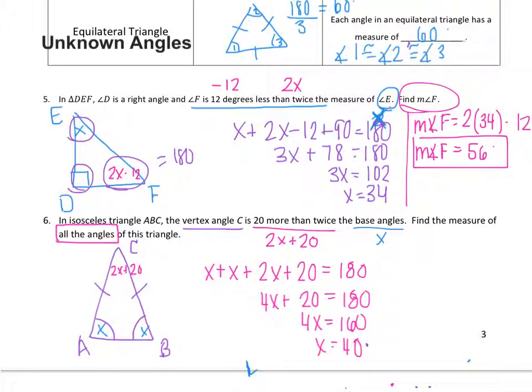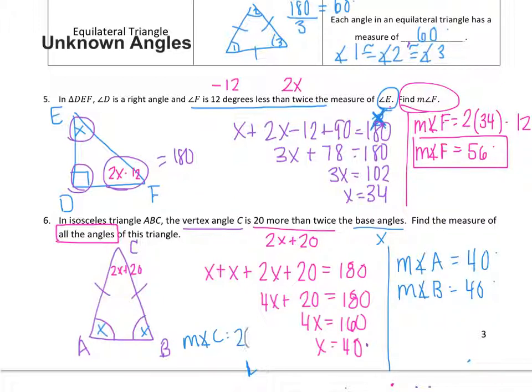Okay, so I found x is 40. Now my last task is to plug it back in. Because I know that both the base angles A and B are the same, they're both x, I can immediately write that down. So both A and B are 40. And then for the measure of angle C, I'm just going to do the work off to the side. I have 2 times 40 plus 20 for a total value of 100.